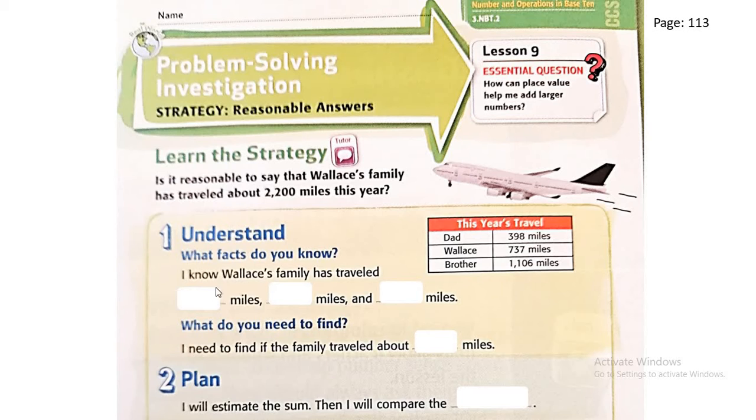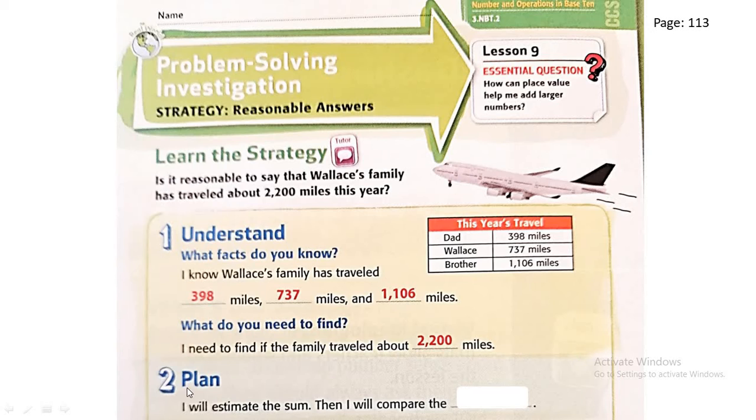I think you will say that I know Wallace's family has traveled 398 miles and 737 miles and 1106 miles. Okay, and the next question is, what do you need to find? We can find this from the question of the problem. Is it reasonable to say that Wallace's family has traveled about 2,200 miles this year? Okay, so I need to find if the family traveled about this number, which is 2,200 miles.